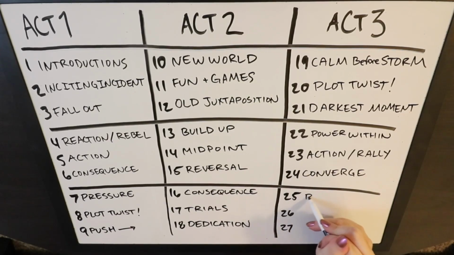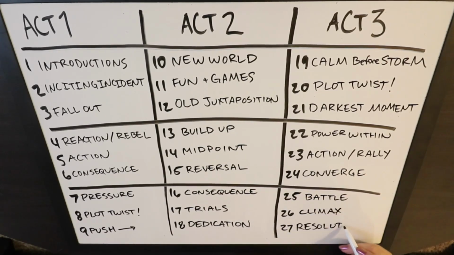And here we are in Block 9, the finale, which is pretty straightforward. We have our final battle, the climax of the story, and at last our resolution and the ending of the story. So this is the basic outline skeleton, and now we're going to jump into our specific example.